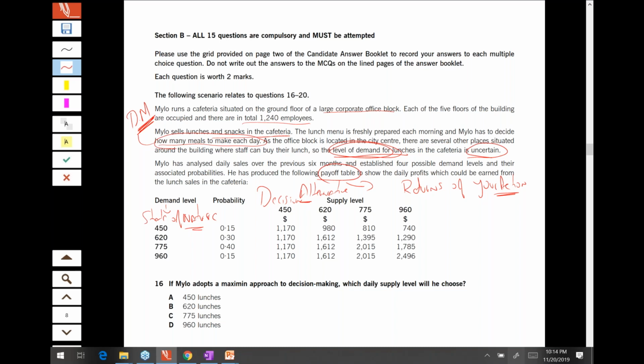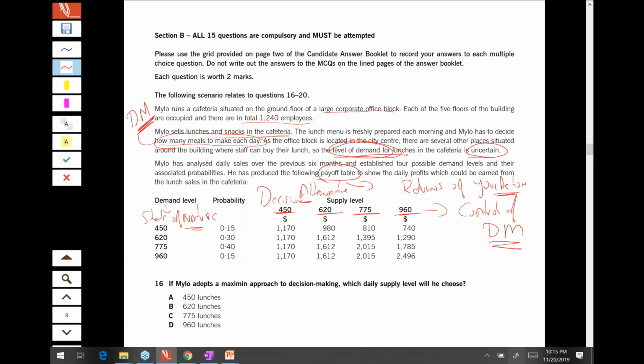This is a $1 million point. Something that is in the control of a decision maker, carefully listen to what I'm saying, is decision alternative. That is, the company needs to decide how many meals to make: 450, 620, 775, 960. This is in the control of the decision maker. Whenever you read a question and you are not sure what is decision alternative, just think: is this in the control of the decision maker? If yes, this is decision alternative.